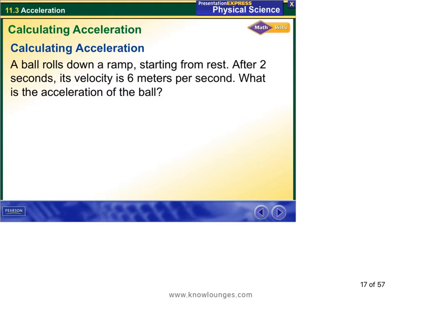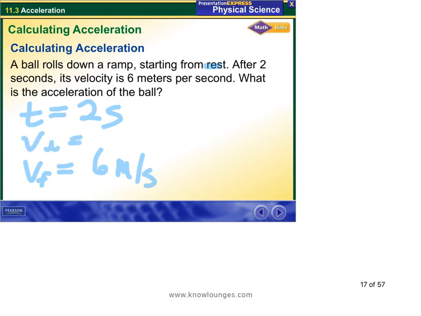Example problem, calculations: a ball is rolling down a ramp, starting from rest. After 2 seconds, its velocity is 6 meters per second. What is the acceleration of the ball? So like always, we start and we write down some information. Time equals 2 seconds. Velocity after the 2 seconds is 6 meters per second. We use the symbol V sub F for that final velocity, 6 meters per second. It started from rest, that means V sub I is 0 meters per second.